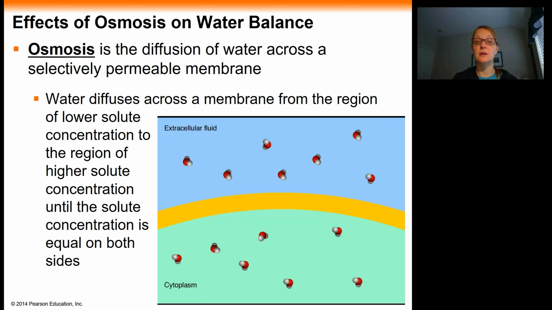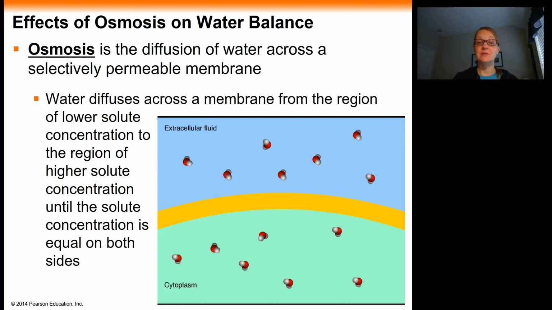So first of all, let's review. What is a solution? Remember, a solution is when you have substances mixed in some sort of liquid. So sugar water is a solution. Your water is your solvent, and your sugar is your solute.